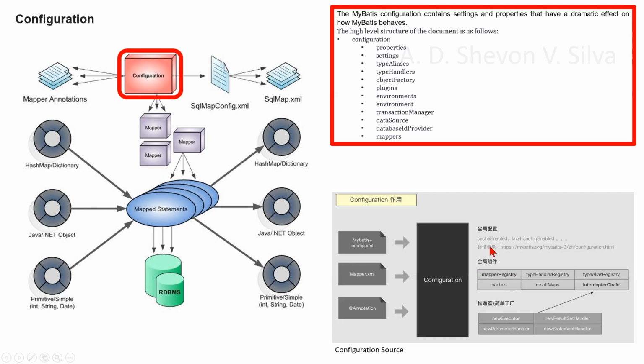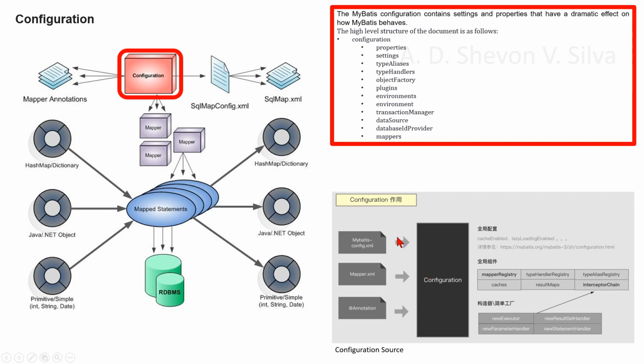Here you can see configuration sources. There are three sources of configuration. mybatis-config.xml is the start file; the overall configuration and the overall components are all derived from this. Mapper.xml: SQL mapped statements and result mappers all come from this. At annotation: SQL mapping and results expressed in another way.